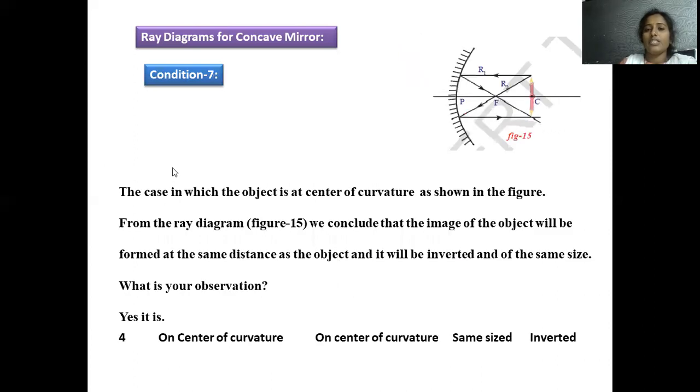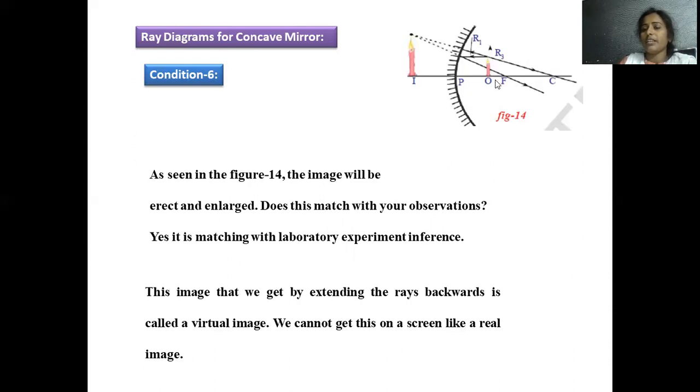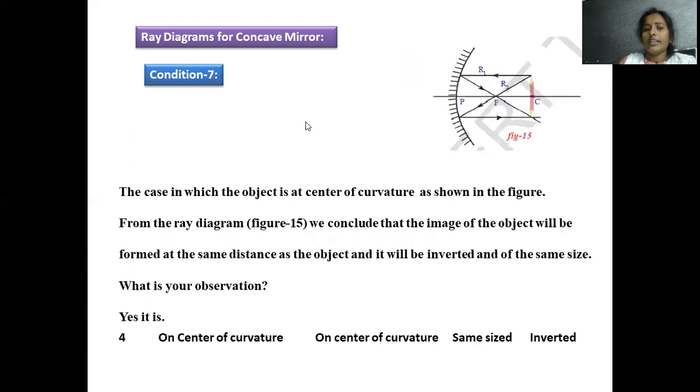Right. And next is condition 7. In condition 7, the object is placed exactly at the center of curvature, whereas in the previous condition it was placed at less than the focal point. In condition 7, exactly at the center of curvature, the candle was placed. So when this object was placed exactly at the center of curvature, what are the inferences drawn? What kind of image will be formed, what is the point of convergence, what will be the image size, and whether it is a real or virtual image, all these things we have to depict.